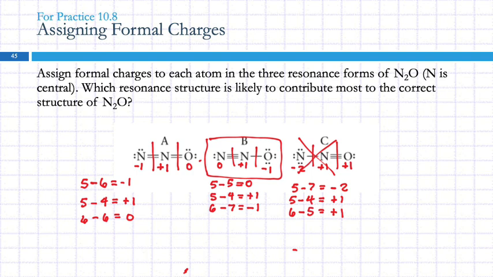So here is an example where we see we've got multiple bonds, but they're not the same element on each side. So that can happen. And when that happens, then they're not exactly equal to each other, right? And so one might contribute more than the other.